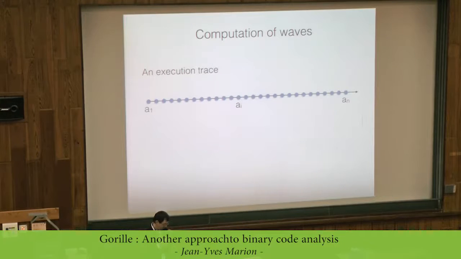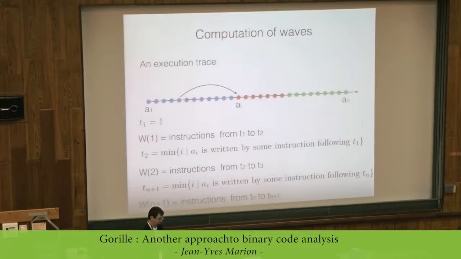Just to be a bit more precise about what I'm calling waves. You can begin with just a run of the binary code that you are analyzing. How to do that? You take your program, your binary code, you put it in some virtual machine, some sandbox, you run it, and you try to capture each instruction with all the values of the registers and so on. And you look at the traces. So each node of this trace is an instruction plus some information on the stacks and the registers and so on.